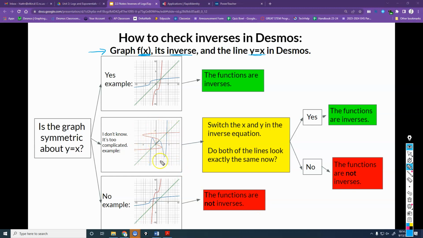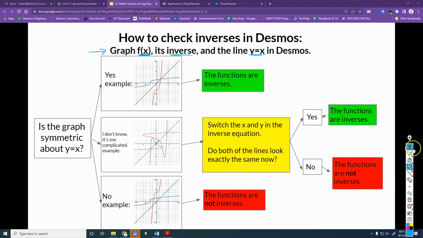Sometimes, like in this example right here, you've got crazy stuff going on. I think that's probably symmetric, but there's so much going on there, it's kind of hard for me to tell. So sometimes you may not know. To check further, if you switch the x and the y in your inverse equations, now both of the lines should look exactly the same. If they do, then they are inverses. If they do not, they are not inverses. So we'll walk through that with the first problem that we do.